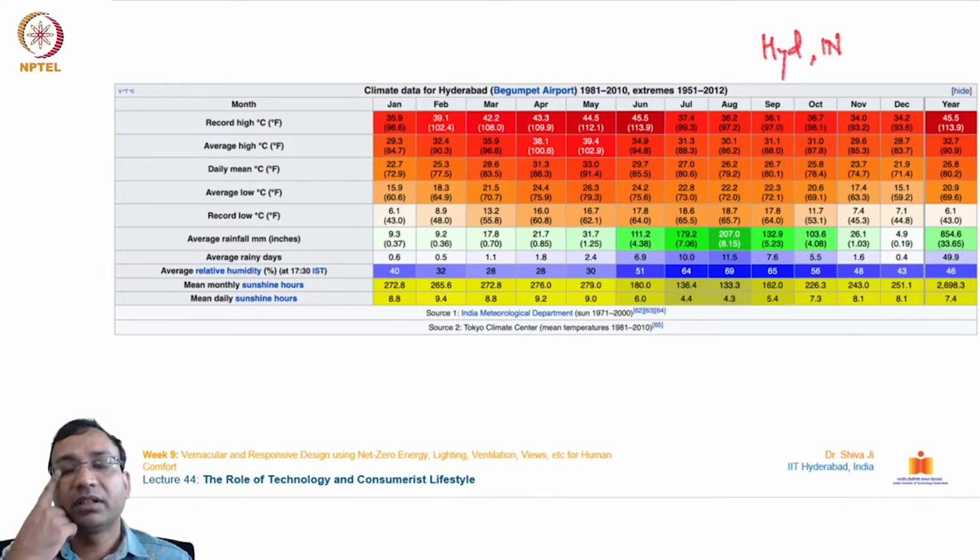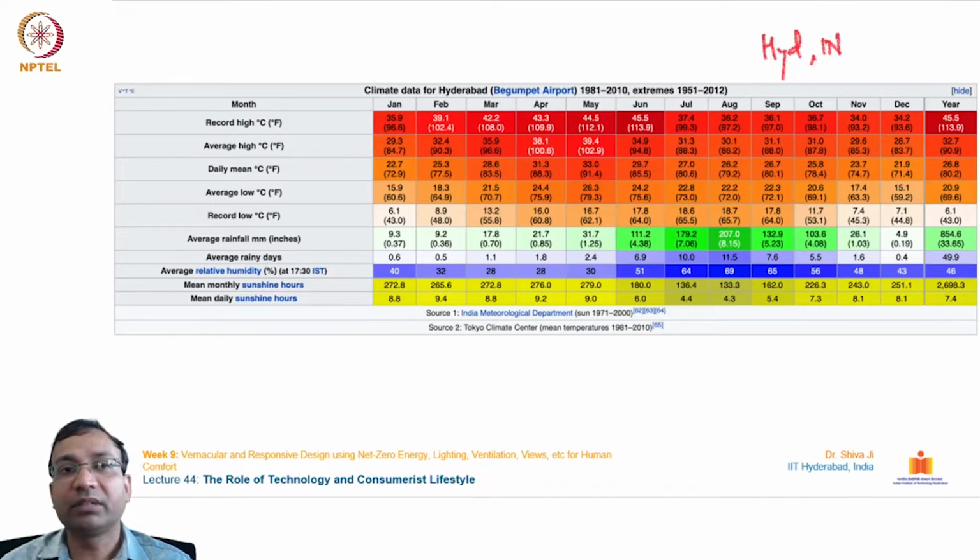A typical climate chart for any city, this is an example I have taken from the city of Hyderabad in India. In this chart you can see the average daily mean temperature in centigrade. You can see the average high in the different months, the record high which has happened in this place. This data is from 1981 till 2010, and the average low in centigrade and record low.